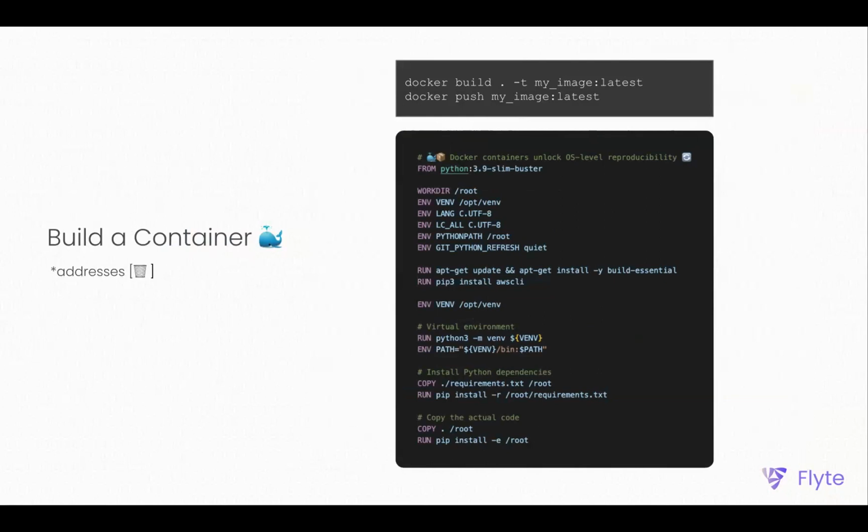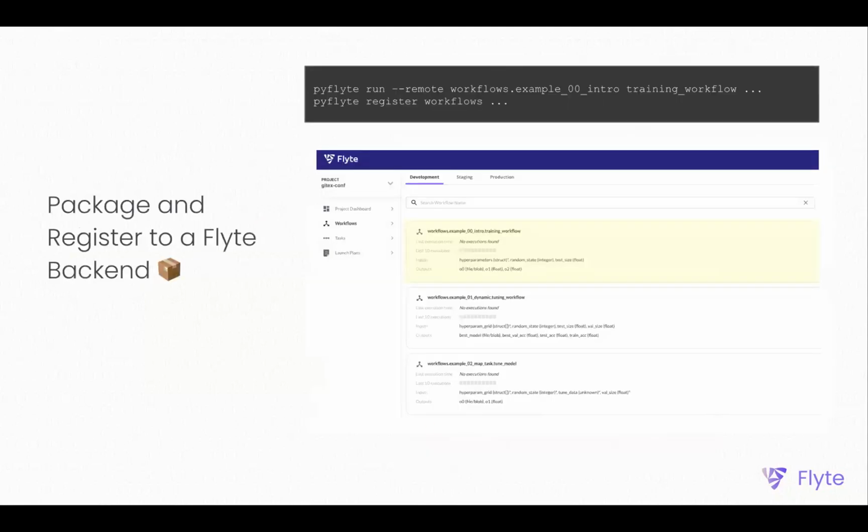this is what a Docker file looks like if you're not super familiar with it. All it says is these are the steps to build the container that you want to run your task on. So as you can see here, we have some requirements, and then we're copying the code into the root directory that Flyte will have access to. Then you package and register your task and workflows to Flyte.